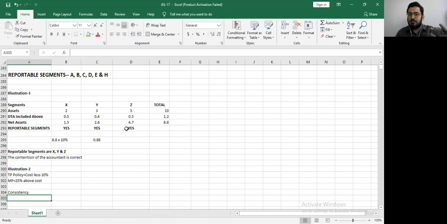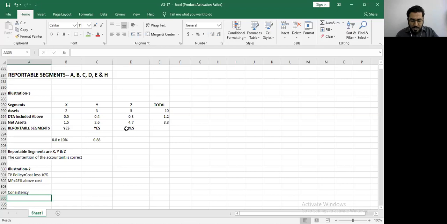आपको जो पॉलिसी यूज करनी है, you are free to use any policy that you want to use. Right, you can use any transfer pricing policy. AS-17 does not interfere in that. Only what AS-17 needs is that the policy used at the organization level, the same policy should be used at the segment report level. Are you understanding? Okay, let's read the solution.